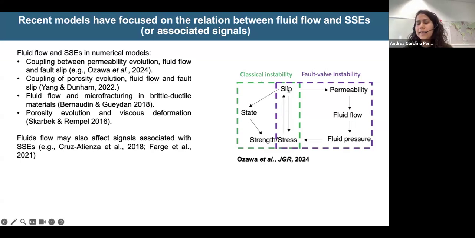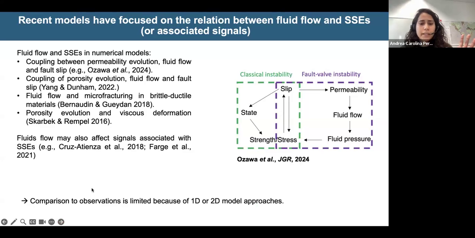The fault valve instability includes more complex interplays because it has to account for the evolution of permeability, which of course is affected by the slip and the fracture connectivity, and that in turn affects the fluid flow and the pore fluid pressure. So this type of fault valve instability has been explored in 2D models by Ozawa 2024, but it hasn't been explored in 3D. So because it's been a 1 to 2D comparison, the models that I've shown, like these 1 to 2D model approaches, the comparison to observations has been limited.